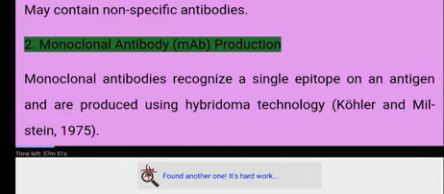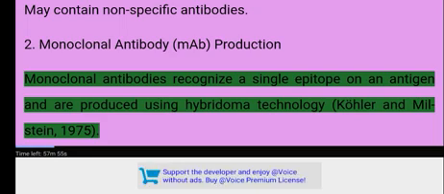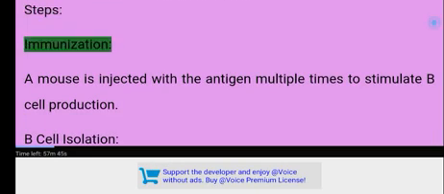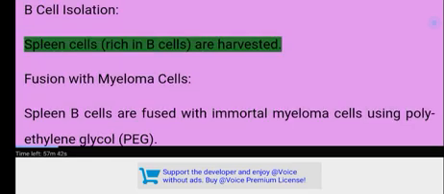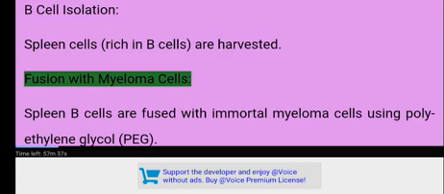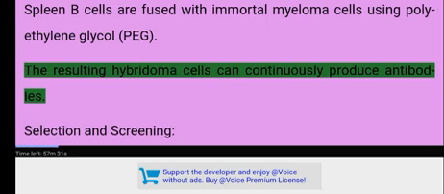Two, monoclonal antibody, MAb, production. Monoclonal antibodies recognize a single epitope on an antigen and are produced using hybridoma technology, Kohler and Milstein, 1975. Steps. Immunization: a mouse is injected with the antigen multiple times to stimulate B cell production. B cell isolation: spleen cells rich in B cells are harvested. Fusion with myeloma cells: spleen B cells are fused with immortal myeloma cells using polyethylene glycol, PEG. The resulting hybridoma cells can continuously produce antibodies.